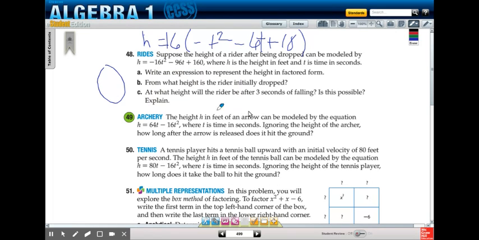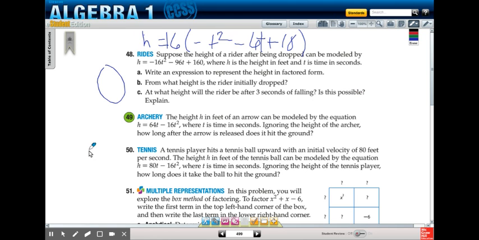That'll tell you. And then again, at what height will the rider be after 3 seconds of falling? Is this possible? So 3 seconds of falling, see what height it is, and is that possible? And then explain why not.